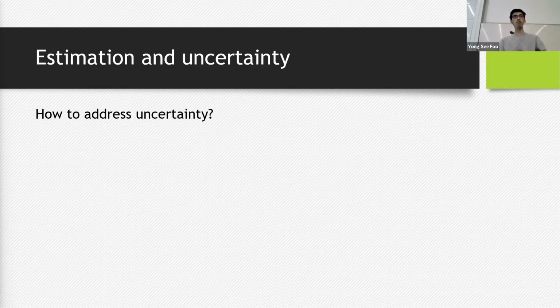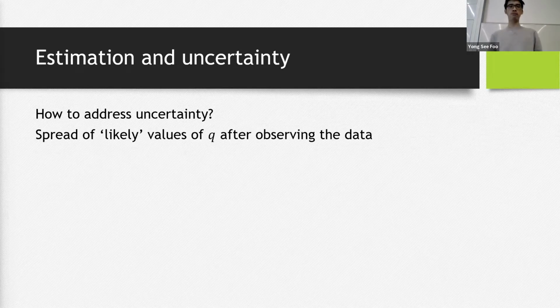A lot of people will be familiar with the idea of confidence intervals, but confidence intervals are actually pretty messy to interpret. So we're not going to go down that path. Instead, I'm going to define uncertainty as the spread of likely values of Q, that's the probability of heads, after you observe some data.